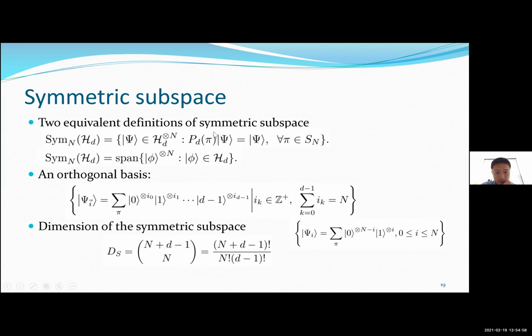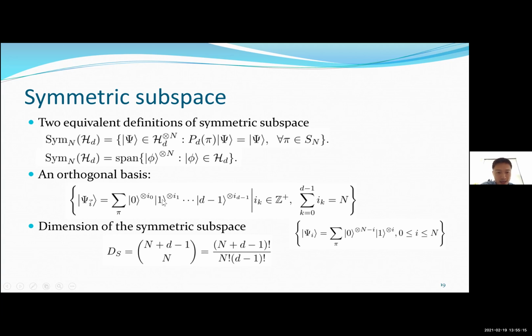Let's start with the first one. The first one is simple. Let's look at the orthogonal basis. It can be written in this form. So this is an orthogonal basis. Let me explain a little bit about this state. We talk about a d-dimensional Hilbert space, and we have m parties.